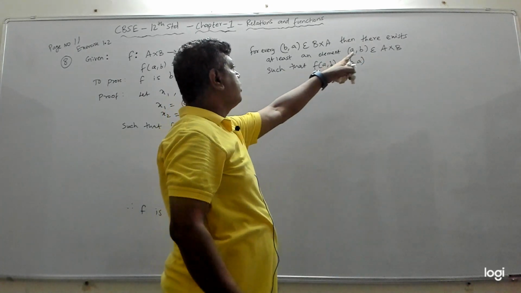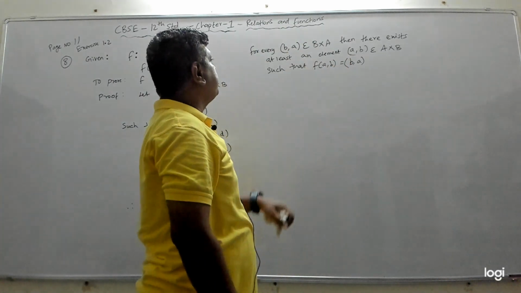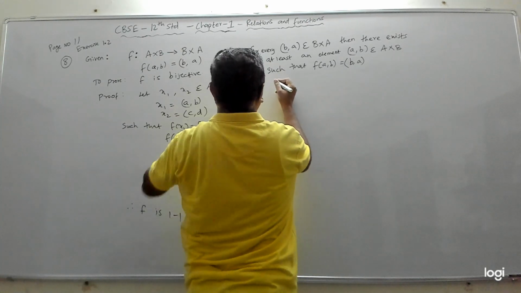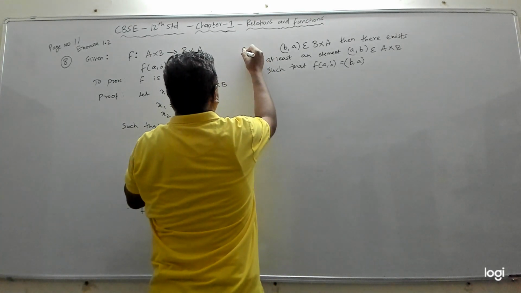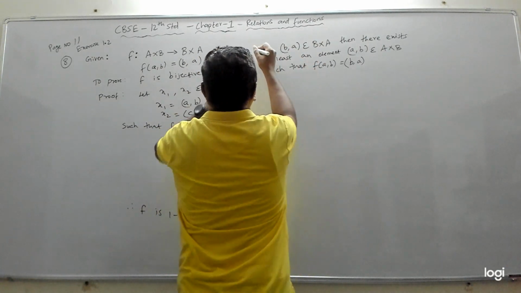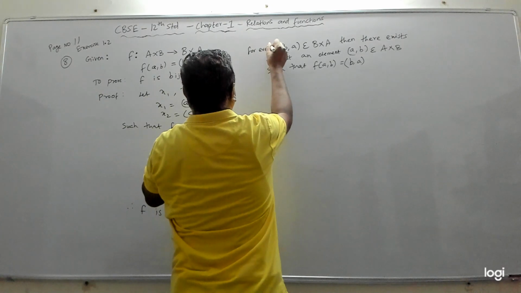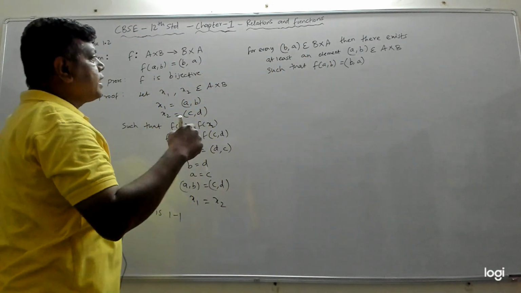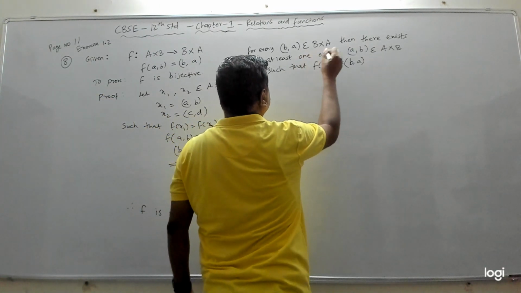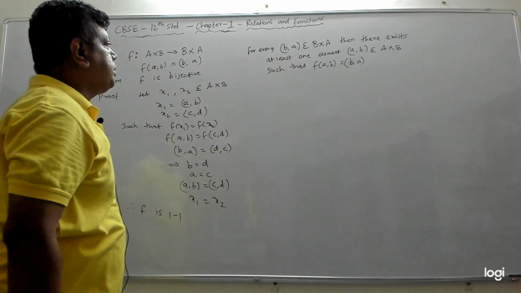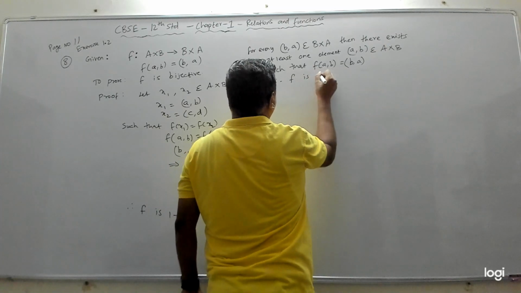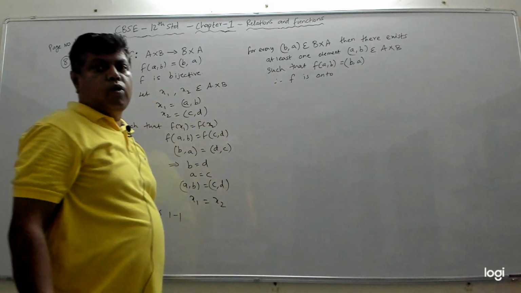f of a comma b will give me this element b comma a. Therefore, we can even say for every b comma a belonging to b cross a, there exists at least one element a comma b belonging to a cross b, such that f of a comma b is equal to b comma a. Therefore, f is onto. F is an onto function.